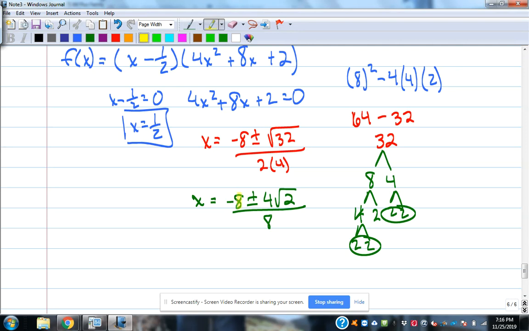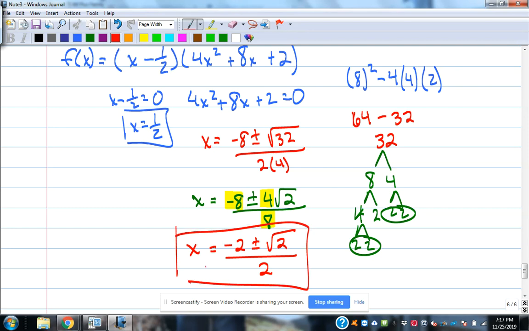What do I know about each of these numbers? Four goes into all of those, so I'm going to divide them all by 4. Only the numbers that are on the outside of the radical can you do that with. Okay, so divide them all by 4. That's going to be negative 2 plus or minus 1 radical 2 over 2. You know, 1/2. And then negative 2 plus square root of 2 over 2, negative 2 minus square root of 2 over 2.